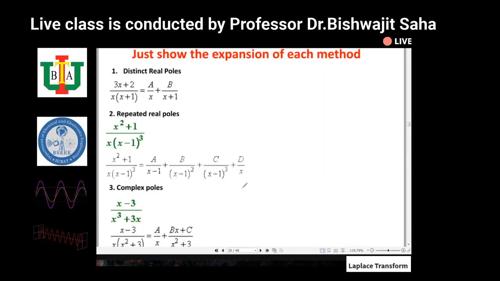We will see this in the next slide. Can you take a look? Distinct real pole example, repeated real pole example, complex pole examples. Can you see? Yes, sir.